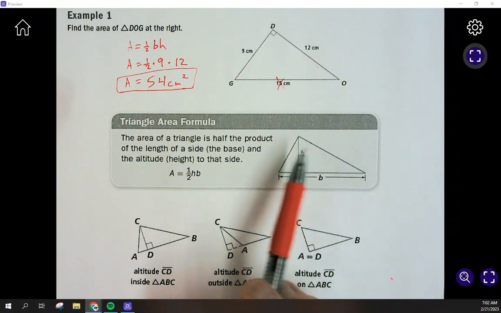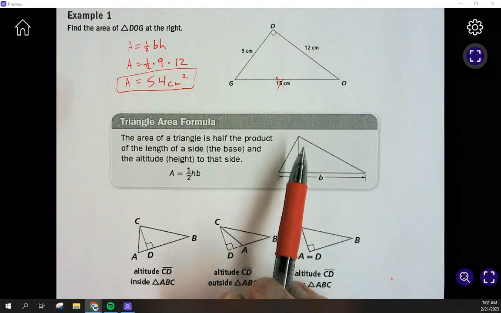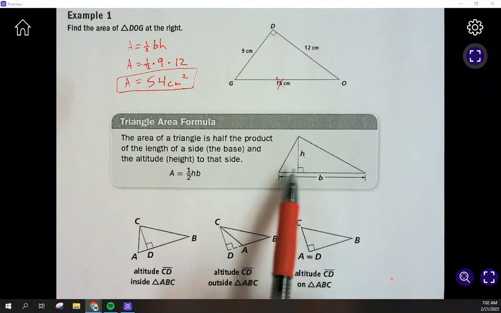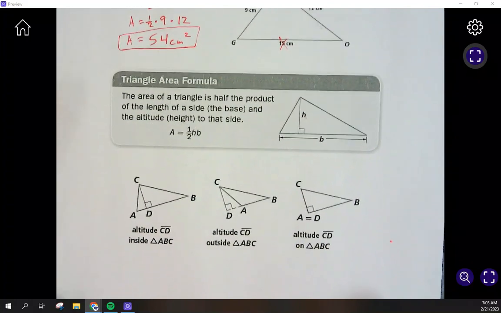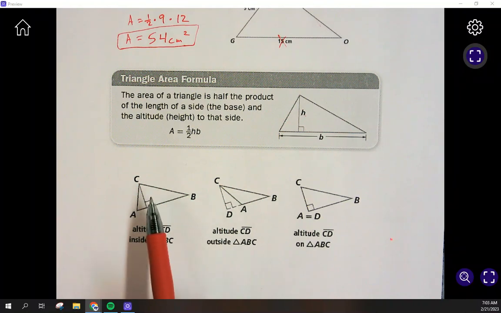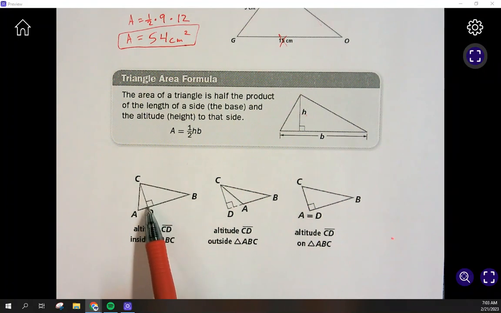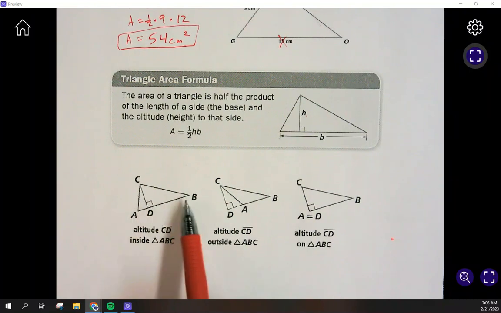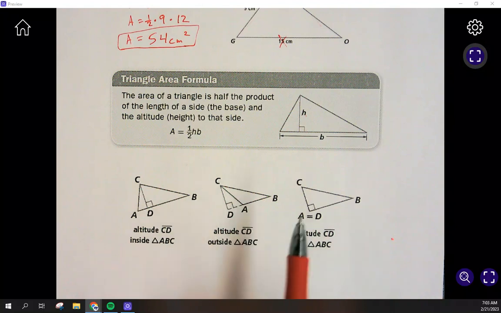So every single triangle has 3 possible heights and 3 possible bases, but as long as you're using the two that are hitting at 90 degrees, you're going to get the same answer for the area. That's what's nice about these. So then, again, real quick, you've got your traditional looking height and base here, where the height is measured inside the triangle. It hits the other side at 90 degrees. So the length of CD would be the height or the altitude, and then the length of AB would be your base. You would just multiply, multiply, take half.